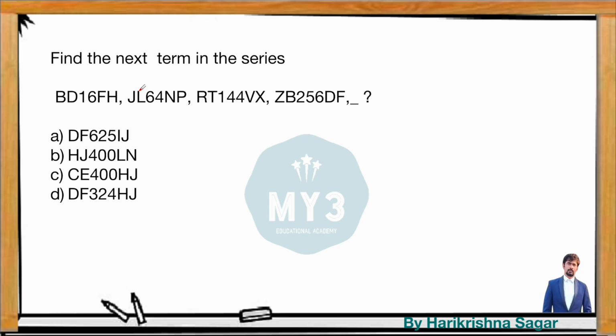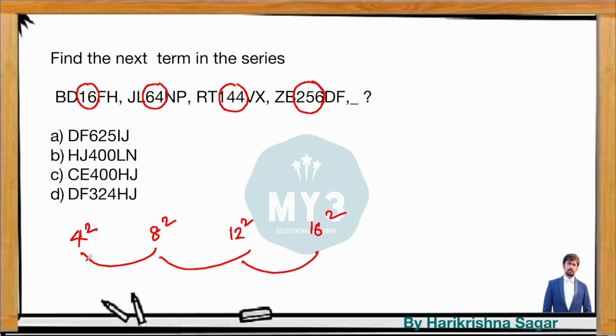Let's look at the next question. Find the next term in the series. BD 16 FH, something like that they have given. So let me look at the numbers here. What are the numbers? 16, 64, 144, 256. Any logic here? Yes, these are square numbers. 16 is 4 square. 64 is 8 square. 144 is 12 square. 256 is 16 square. What is happening here? 4 plus 4 is 8. 8 plus 4 is 12. 12 plus 4 is 16. 16 plus 4 is 20. So 20 square should come in the middle. 20 square is how much? 400. So the answer should have the middle number as 400.